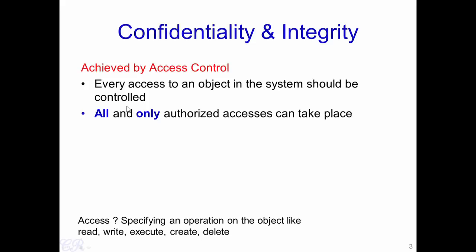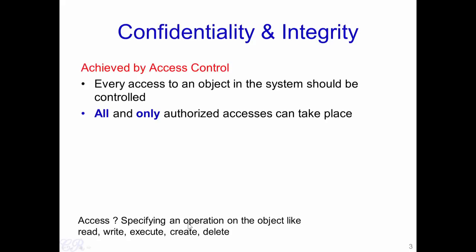Essentially, if a process wants to get access to a particular file or any other object in the system, it has to go through an access control mechanism. Essentially, all and only authorized accesses can take place. In other words, if a process needs to access an object, then it definitely should be given access to that particular object.